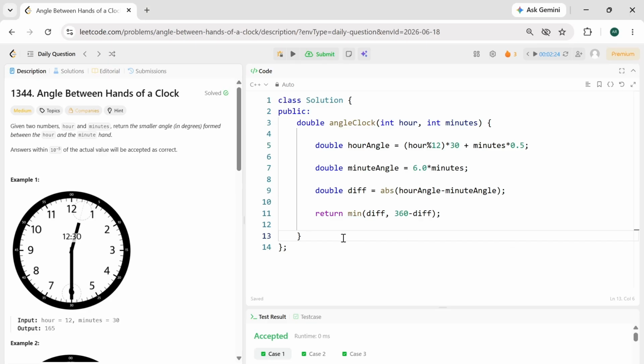So hello everyone, today in this video we're gonna solve the problem of the day of the Leetcode, that is the angle between hands of a clock. So here in this question we are given the hour and the minute hand of a clock, and we are supposed to find the smaller angle between them, right?